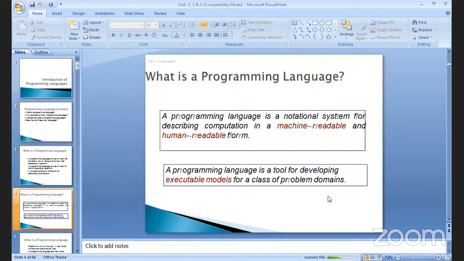A programming language is a notational system for describing computations, and it should be readable by a machine and also in a human-readable format. A programming language is a tool for developing executable models for a class of problems, in other domains also.